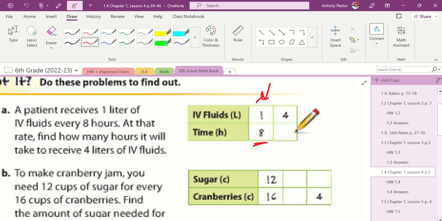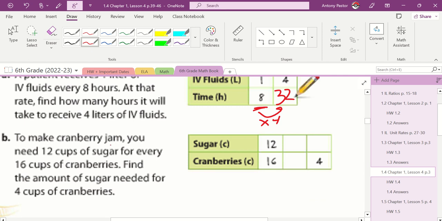So from 1 to 4, there's a pattern here. I have to multiply that by 4. So I'm going to multiply 8 by 4 to figure out what my answer would be. 8 times 4 is 32. So it'll take 32 hours for this patient to receive 4 liters of IV fluids.